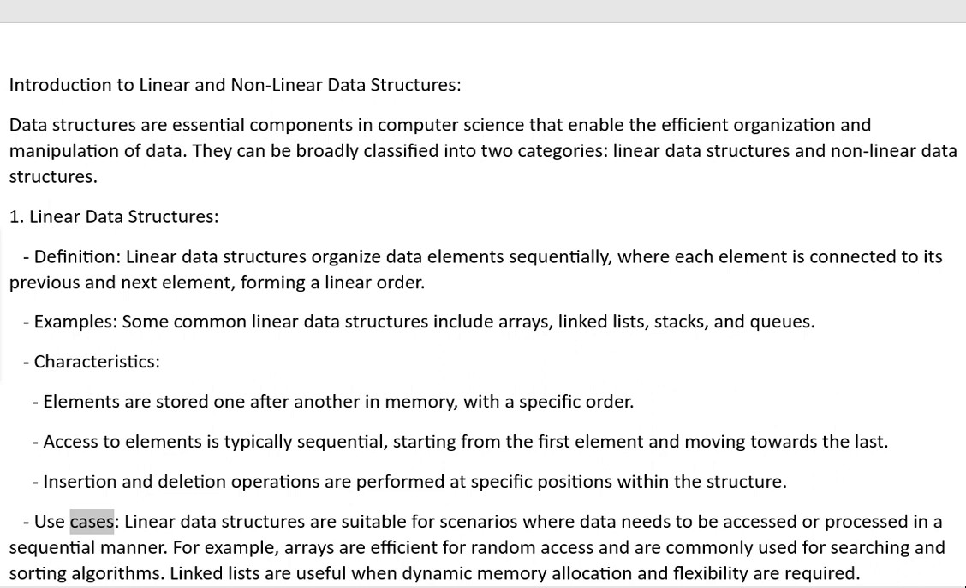Use cases: linear data structures are suitable for scenarios where data needs to be accessed or processed in a sequential manner. For example, arrays are efficient for random access and are commonly used for searching and sorting algorithms. Linked lists are useful when dynamic memory allocation and flexibility are required.